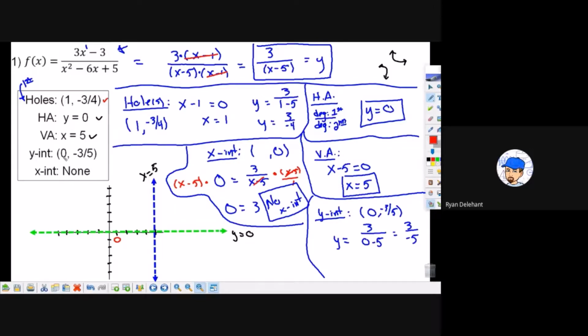The y-intercept is at 0, -3/5. Well, 0 and down, so that's like down 0.6. That puts it right here. Do I have any x-intercepts to graph? No, I don't have any. So this is all the information that I gathered. So what does this graph look like?